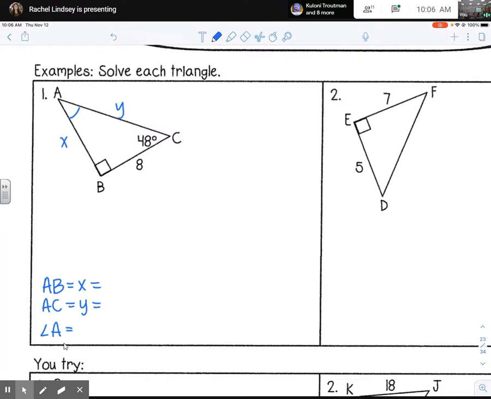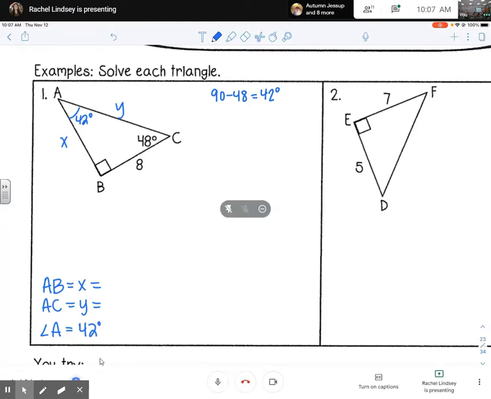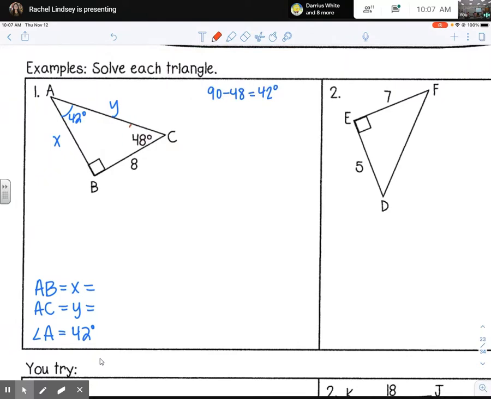If I want to find that angle, how could I easily find that angle? 90 minus 48, because those are complementary angles. What's 90 minus 48? 42. So this angle would be 42 degrees. So we've already got one of the three. So now I want to solve for X. And I'm going to use the angle that was given. So I'm going to use this angle.